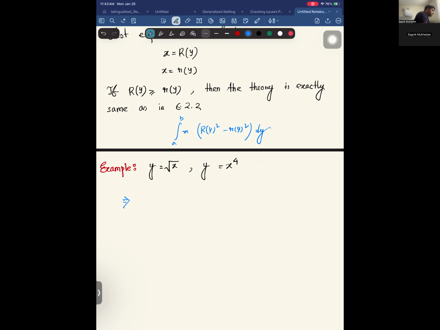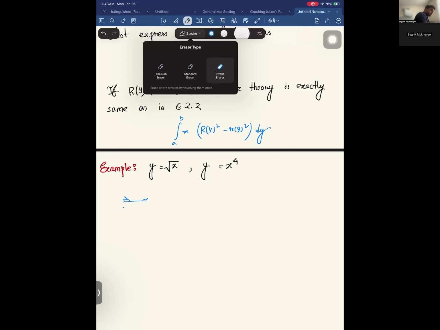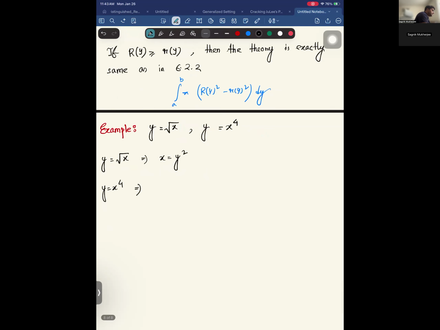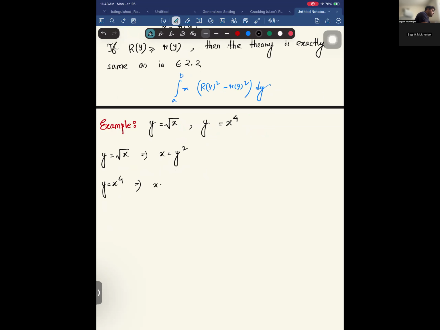Well, we can certainly do something like this. So y equals square root x, meaning x equals y squared. Perfect. And y equals x power 4 means x equals the fourth root of y, or maybe I should write it like this.